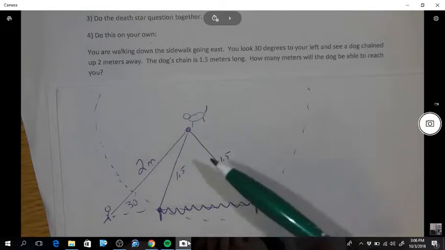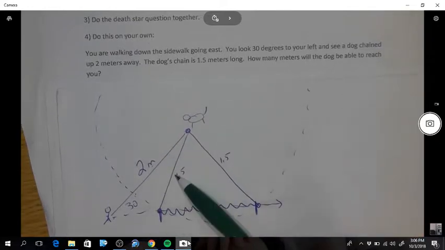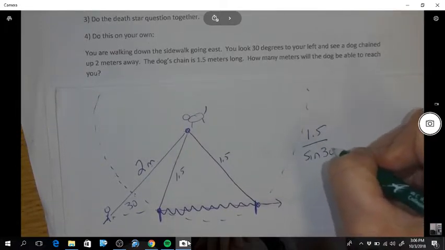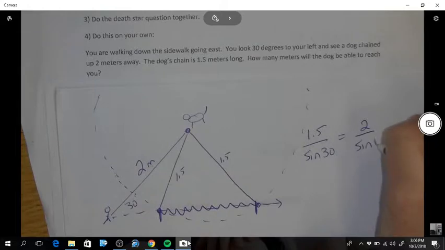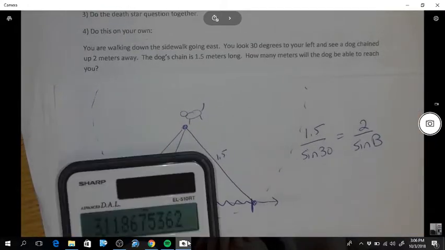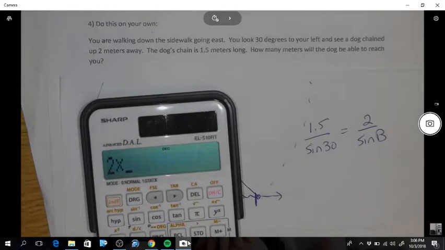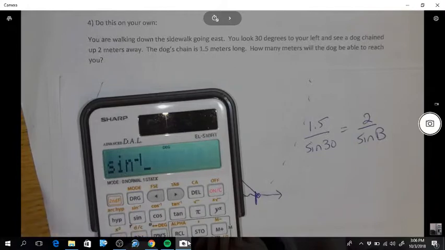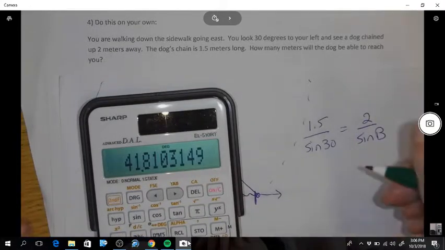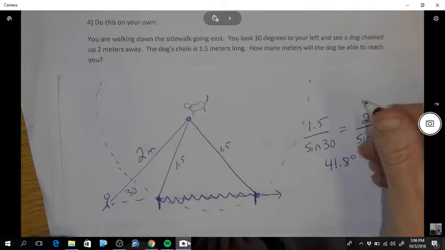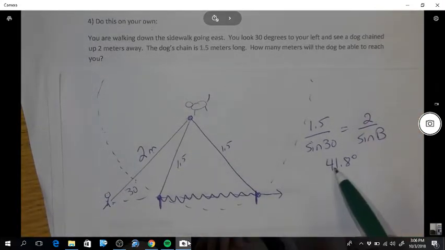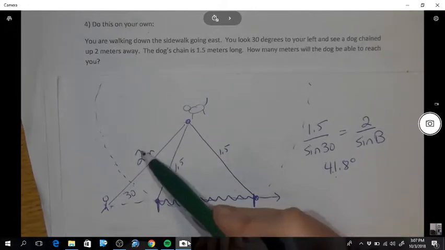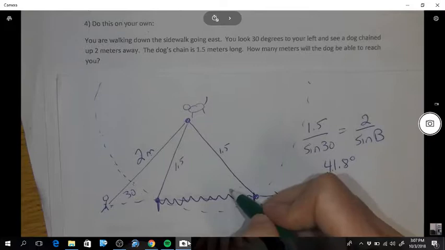Okay, so I'm going to use sine law because I have an opposite pair. So 1.5 is across from 30 degrees, 2 is across from what angle? Okay, we got 2 times sine 30 divided by 1.5, and then we're inversing. 41.8 degrees. And then remember that there were 2 options. There's an acute one and an obtuse one. So 41.8 is either this one or this one. This one's the acute one.